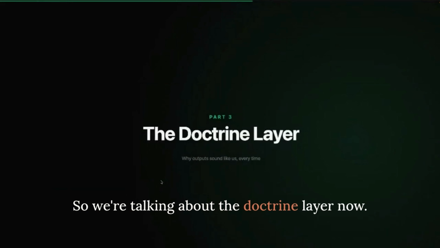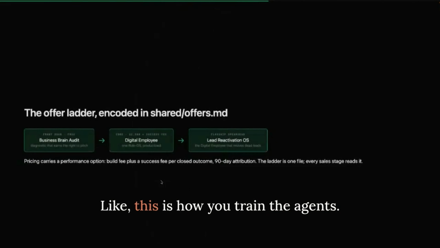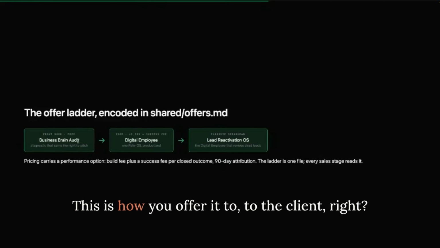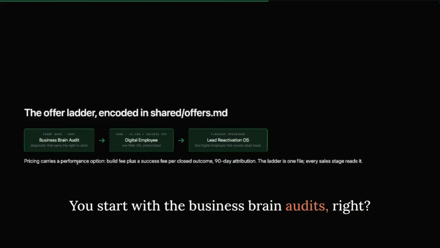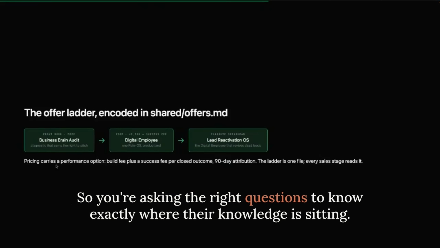So we're talking about the doctrine layer now. This is how you train the agents. We have an offer ladder. This is how you offer it to the client, right? You start with the business brain audits, so you're asking the right questions to know exactly where their knowledge is sitting.